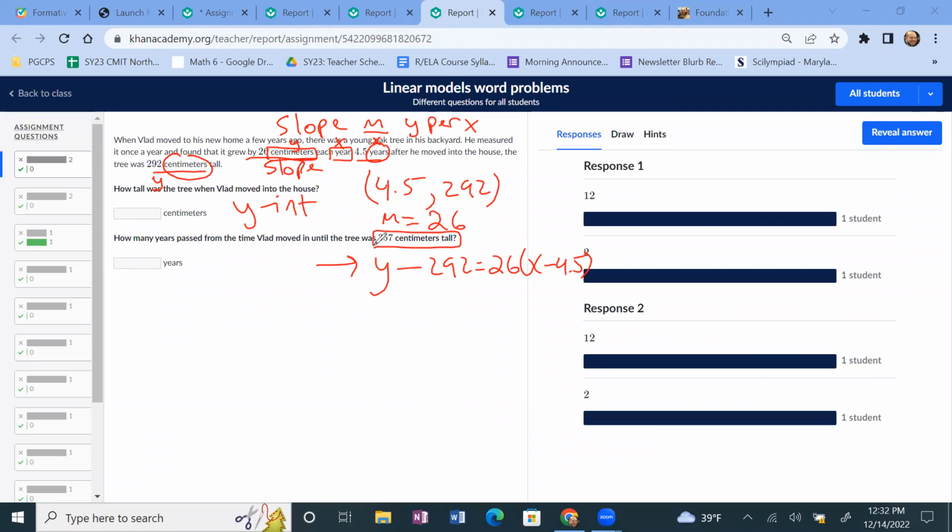Centimeters is a y-coordinate. So they're saying y equals 357. So I would substitute 357 in for y and solve for that. It would look like this: 357 minus 292 equals 26 times x minus 4.5. And then you would solve from there. That would be to answer this question.